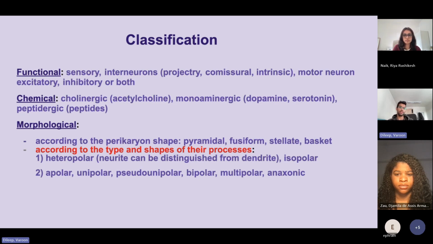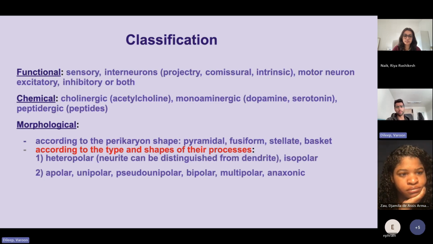So the difference between them is that projectory connects different regions between the brain and the spinal cord. And then we have commissural interneurons. They connect right and left halves of the brain. And then we have intrinsic. These are the ones which work in a specific area and they don't travel very far. So you learn more about this in anatomy in CNS, but this is just the gist of it. And then you have the motor neurons. They can be divided into excitatory or inhibitory. And again, excitatory will cause the muscle to be active or contract, and inhibitory will prevent its function.